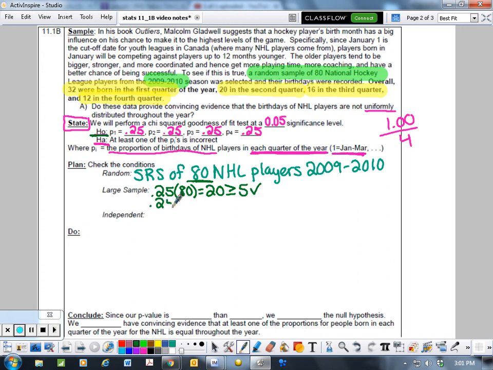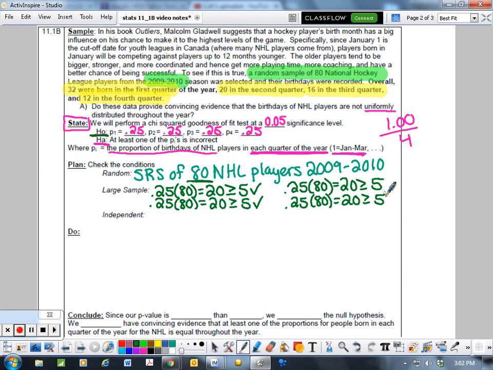Even though I know it's the exact same thing each time, I'm supposed to check each proportion, even if each proportion is exactly the same. So I still have to show that I am testing all 4 categories, or all 4 quarters. Those are my categories, to show that I'm just not lazy and I really do understand that I have to check every single category.